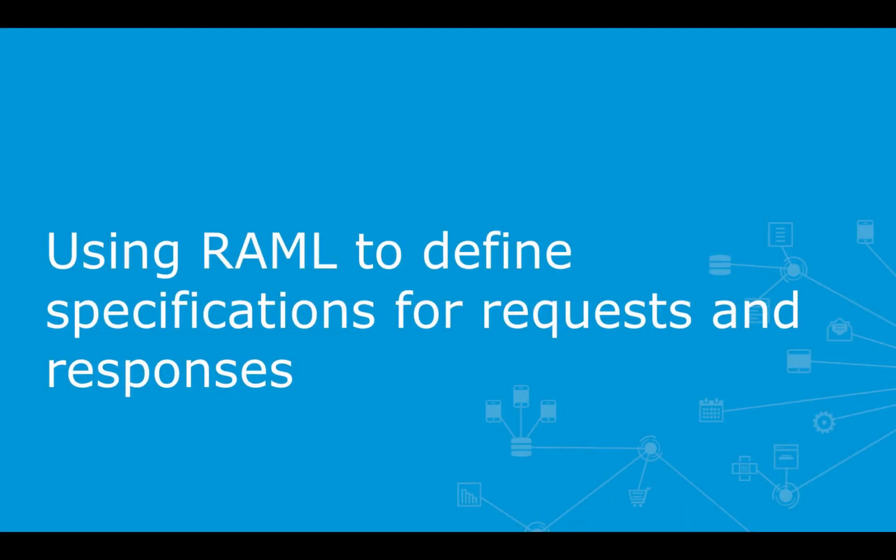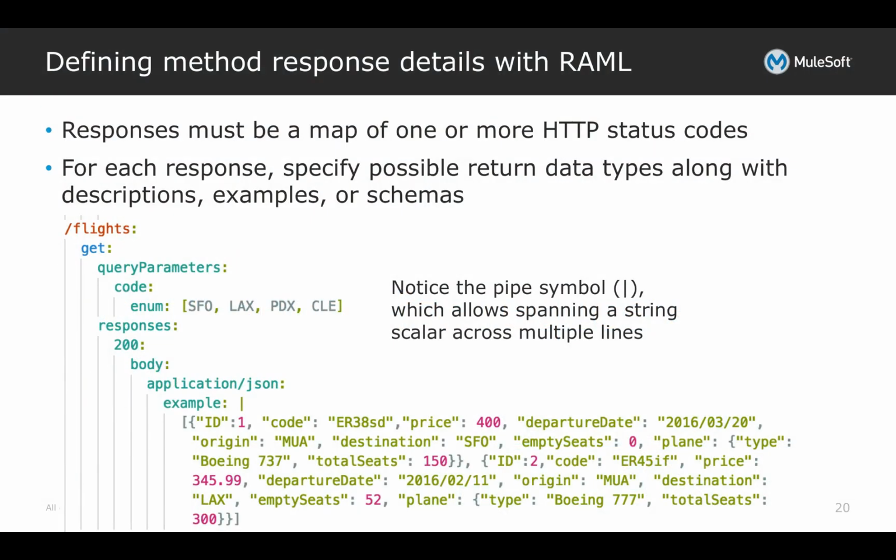Using RAML to define specifications for requests and responses. Let's take a look at how we could define method response details with RAML. Responses must map to one or more HTTP status codes. For each response, specify possible return data types along with descriptions, examples, and schemas.